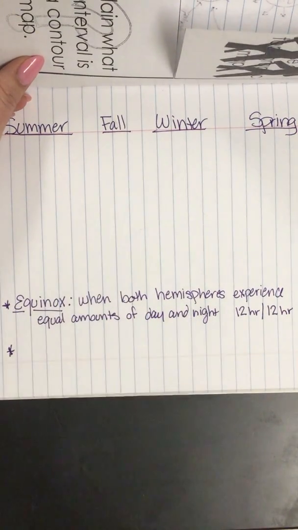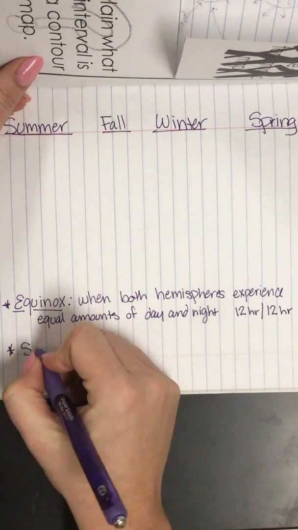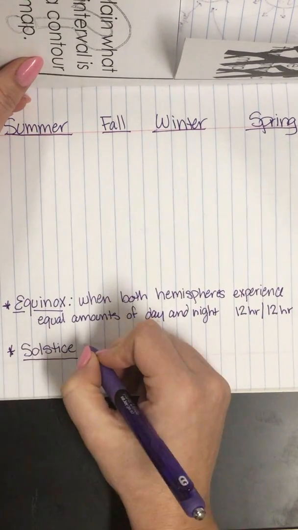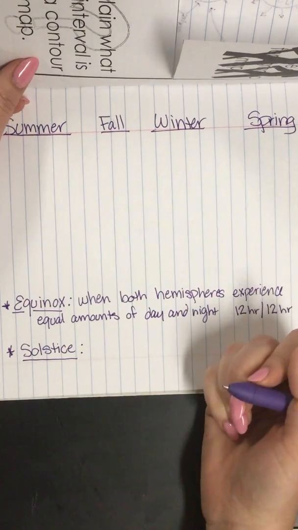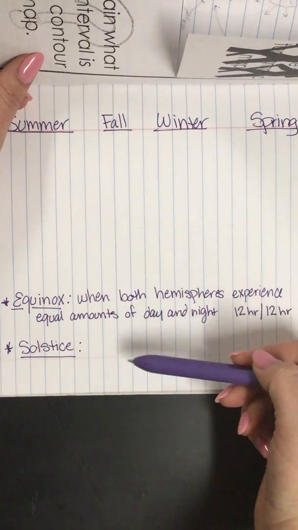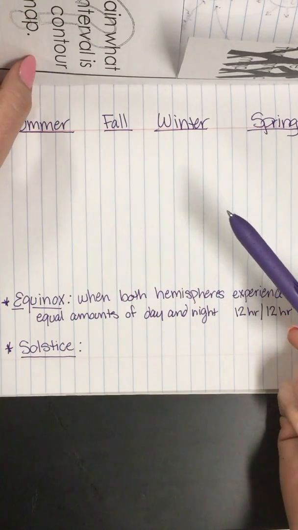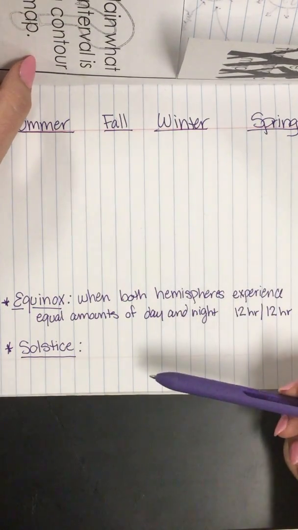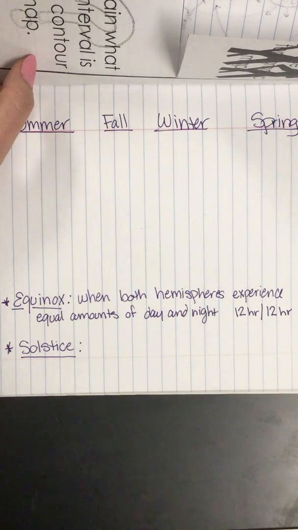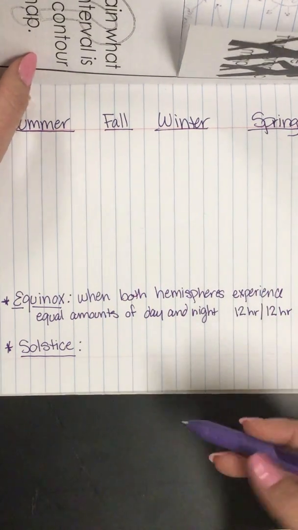Then on the opposite end of the spectrum, we have what we call a solstice, which also happens twice a year. And the solstice is going to be whenever the sun is either at the highest point in the sky for us at noon, or it's going to be at the lowest point. And so what that's going to result in is we're either going to have the longest day of the year or the shortest day of the year.